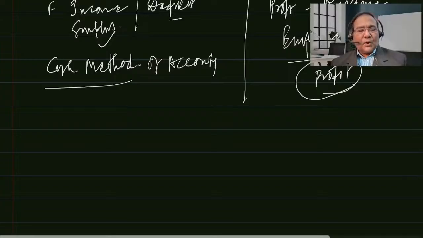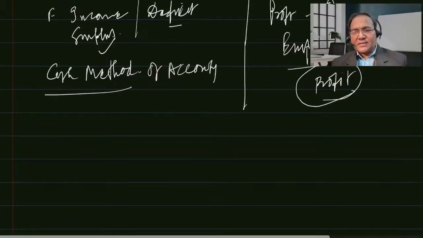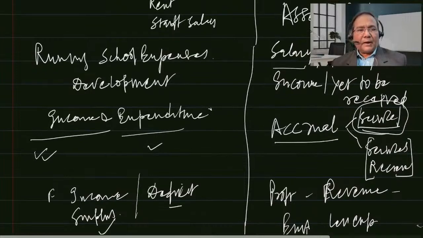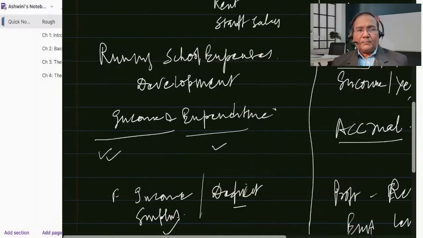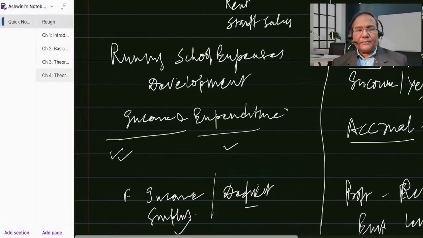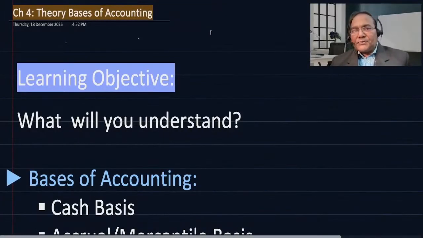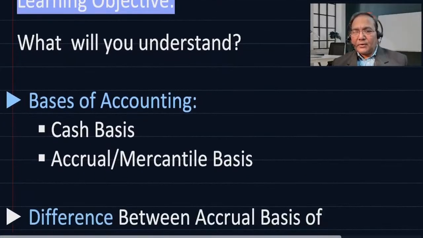So now let us go ahead and understand the next aspect, which we will touch by going through the write up on this particular chapter. Let's see. Now here, this is the name of the chapter. We have understood theory basis of accounting. What are the learning objectives while reading this particular chapter? What is that you are going to understand in this particular chapter?